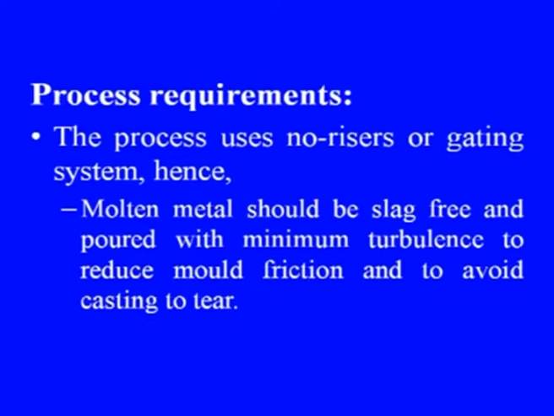There is a length restriction for the vertical process, as controlling the continuously incoming metal is difficult and consequently deep underground arrangements are needed. Let us see the process requirements for the continuous casting process. The process uses no risers or gating systems. Hence, molten metal should be slag free and poured with minimum turbulence to reduce mold friction and to avoid the casting tearing.